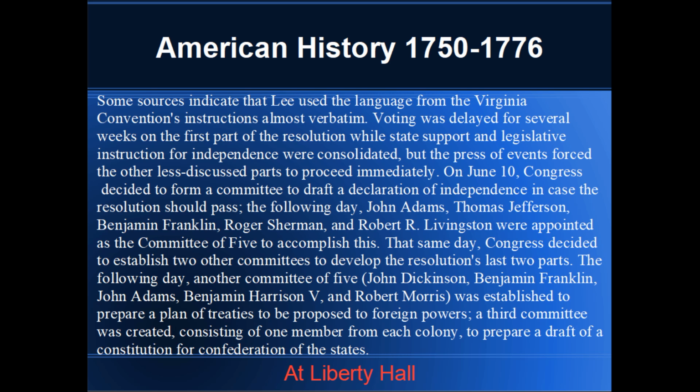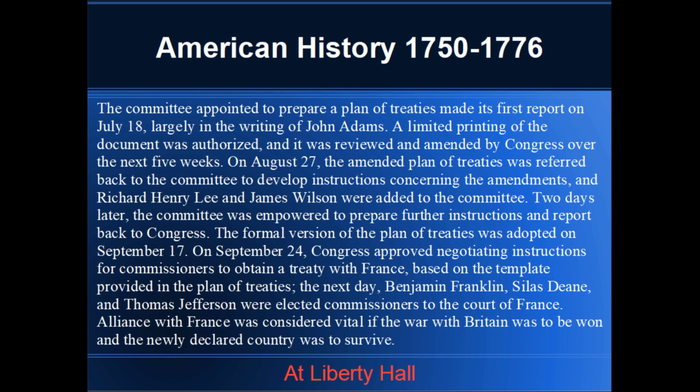That same day, Congress decided to establish two other committees to develop the resolution's last two parts. The following day, another Committee of Five, John Dickinson, Benjamin Franklin, John Adams, Benjamin Harrison V, and Robert Morris, was established to prepare a plan of treaties to be proposed to foreign powers. A third committee was created, consisting of one member from each colony, to prepare a draft of a constitution for confederation of the states.